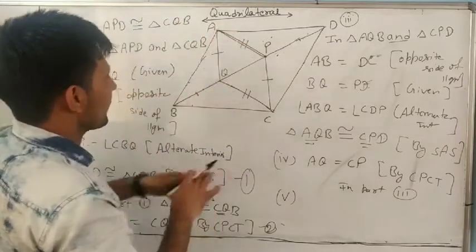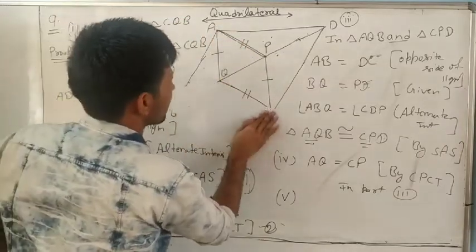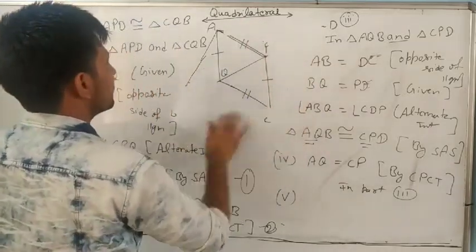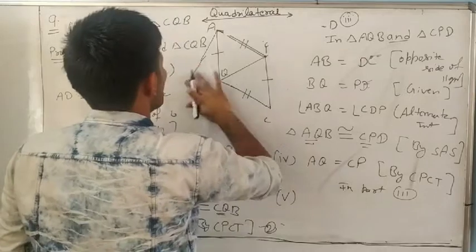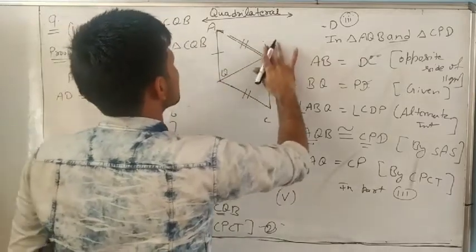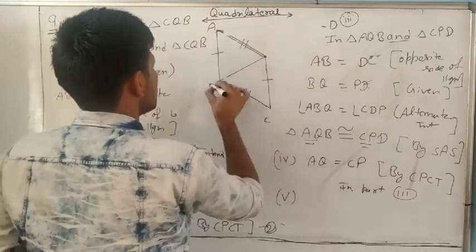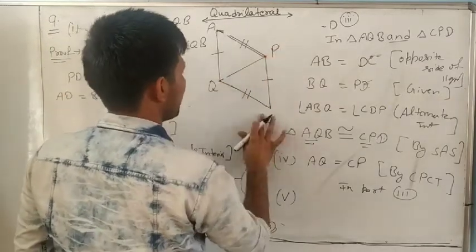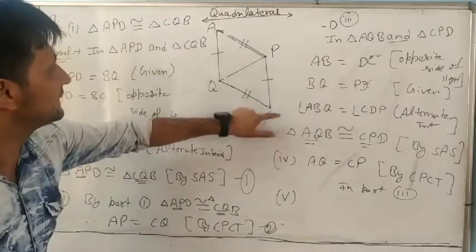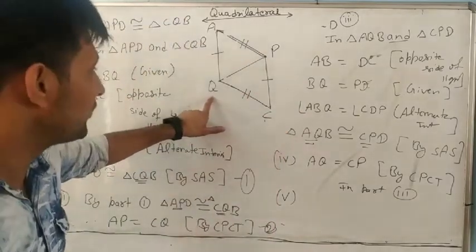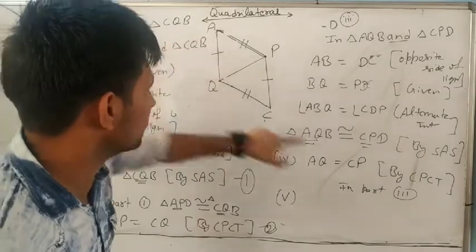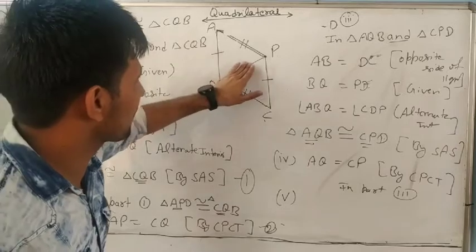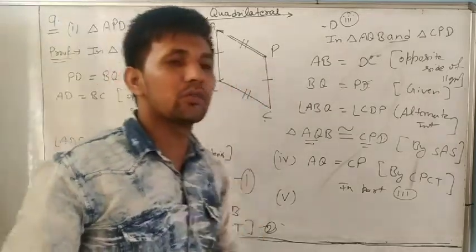APCQ is a parallelogram. We want to prove this one is a parallelogram. We already know AQ equals CP and AP equals CQ. Do we know it is a parallelogram or not? Yes. What is the property of a quadrilateral?